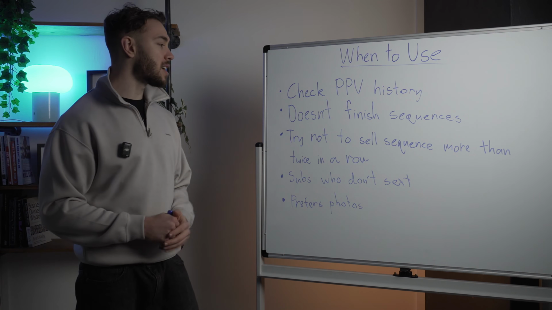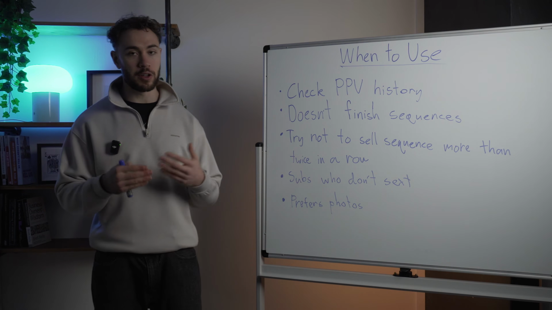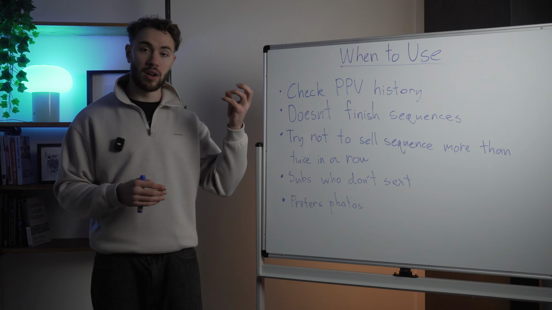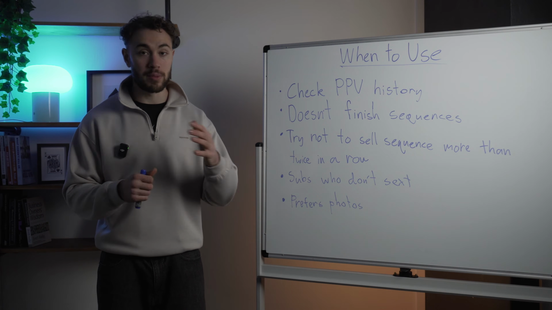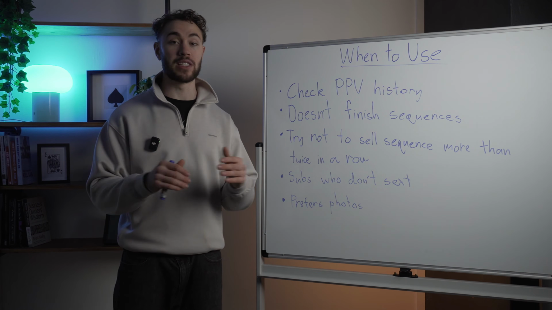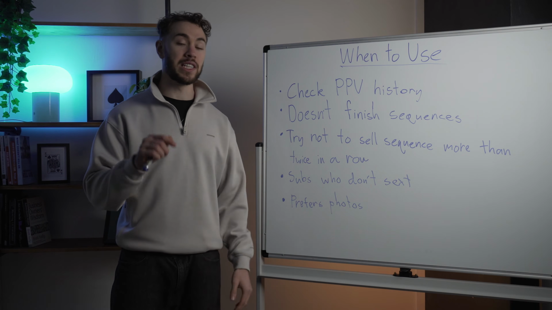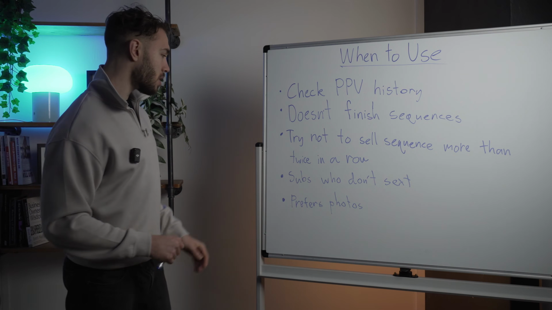So you also don't want to sell sequences more than twice in a row. Like I was saying, don't overuse it. So if the person has bought, let's say 2 or 3 sequences in a row, let's see if we can sell them something else. And don't worry, we are going to be able to upsell them. It's not just going to be selling them one thing. It's just a different strategy, but we'll get to that.